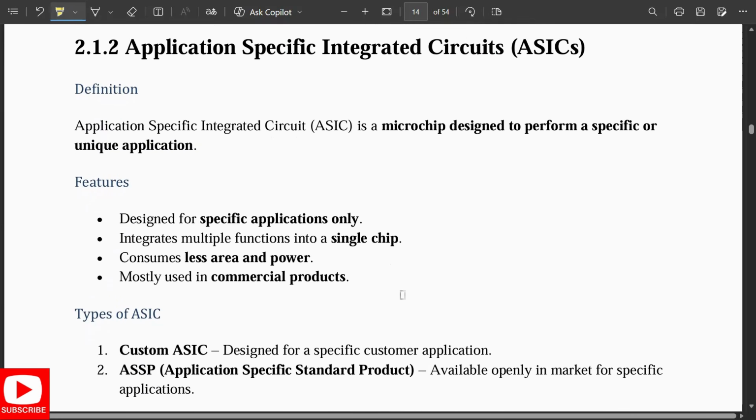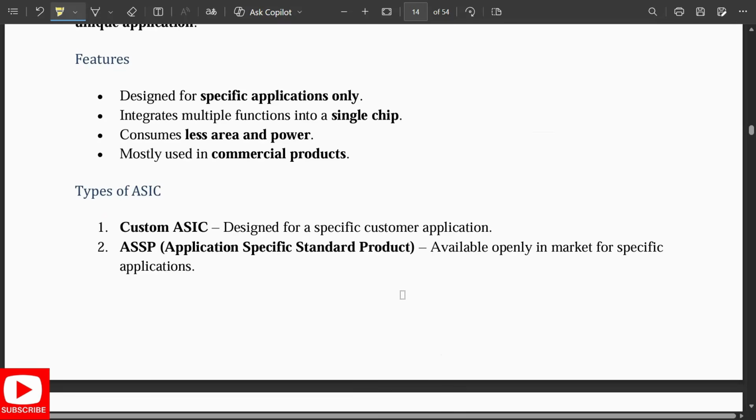Then comes the application specific integrated circuit, ASIC. It is a microchip designed to perform specific or unique applications. Its features: it is designed for specific applications only, it integrates multiple functions into a single chip, consumes less power and area, and is used in commercial products. The types of ASIC are custom and ASSP.